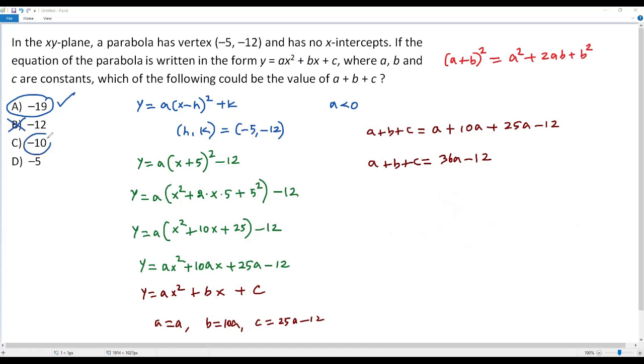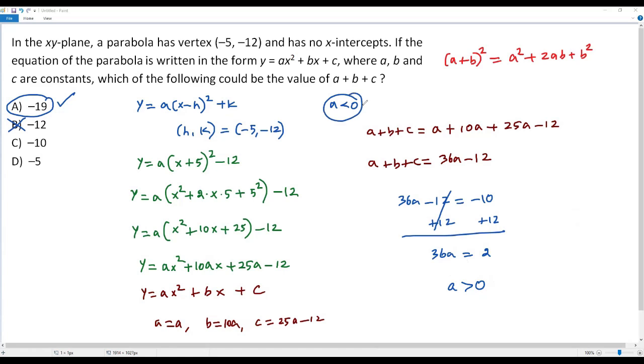Let me take this value negative 10 for this: 36a negative 12 equals negative 10. Now let me add 12 to both sides. When I do so, this negative 12 and positive 12 will cancel. 36a equals, when I simplify this one, I'm getting positive 2. Even when I divide both sides by 36, I'll be getting a positive value for a. That is, a is greater than 0. But according to the discussion we have done, a must be negative. But when I take negative 10 as the value for a positive b positive c, I'm getting a positive value for a. So that's not possible. So we can reject answer choice C.